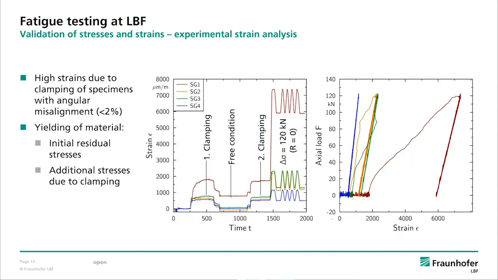And actually what we did was we started the strain gauge analysis, and we did clamp the specimen. So we clamped the specimen, and what you see, due to the angular misalignment, we get strains. So we get strains up to nearly 2,000 microstrain, so quite high strain. Then, if we unclamp the specimen, we see, oh, something happened. So we see at strain gauge one, the one closest to the weld, a residual strain. So what happened? I think you can see it on the right side, where the actual load is.